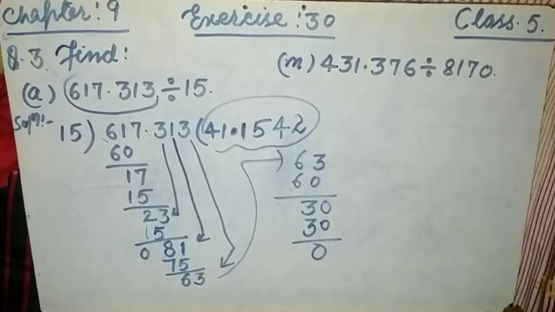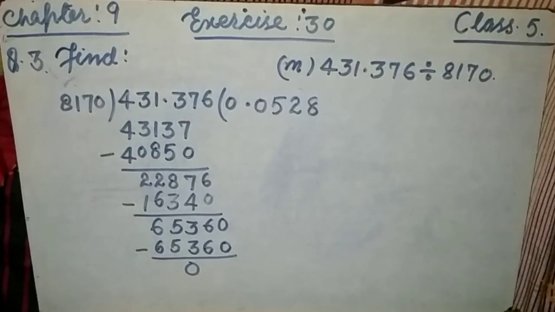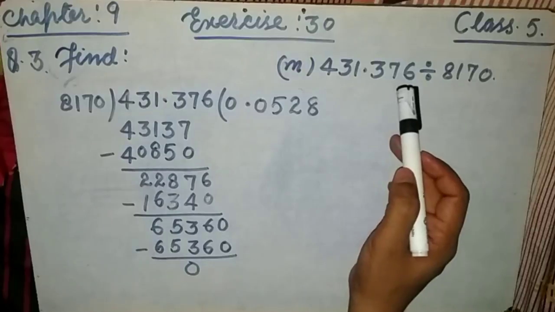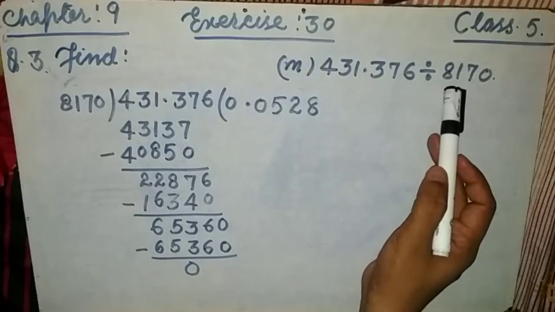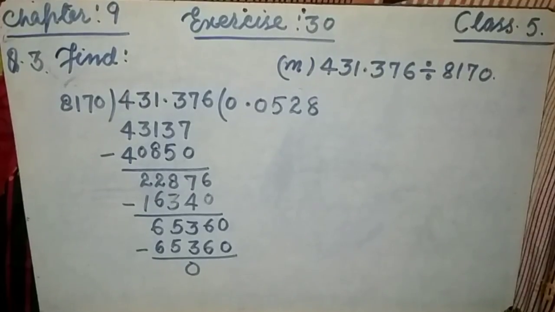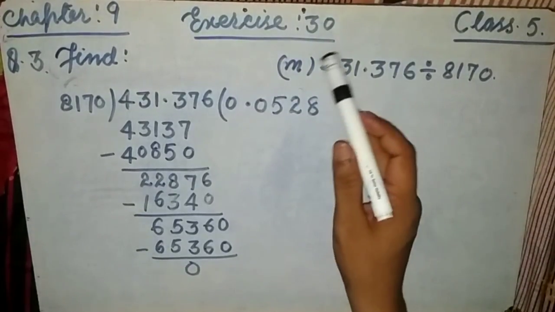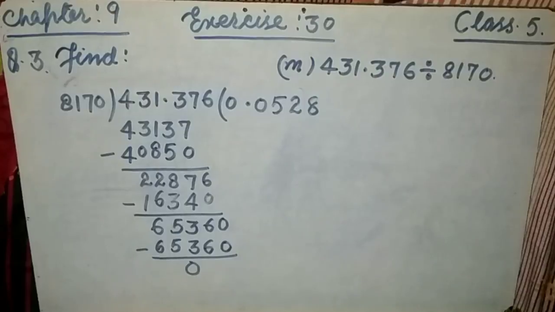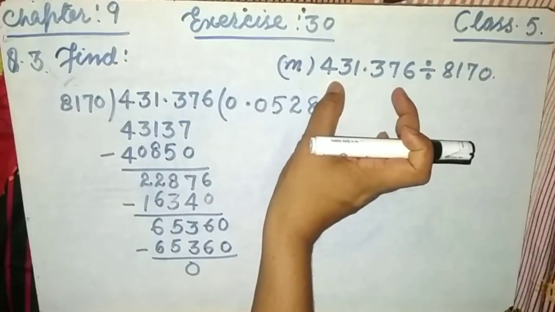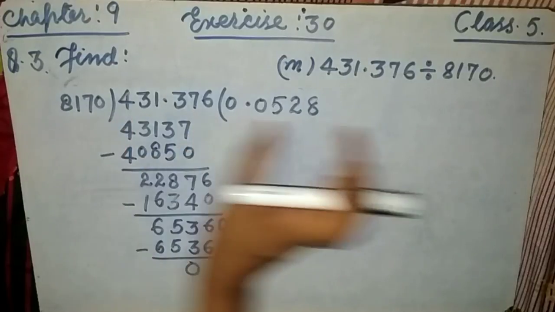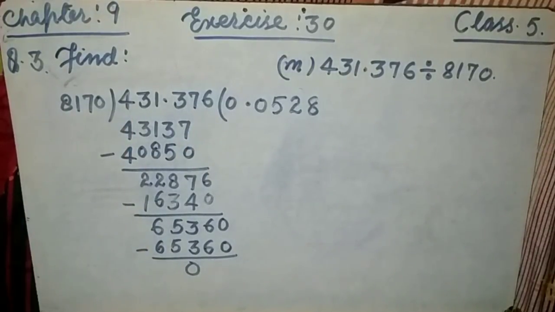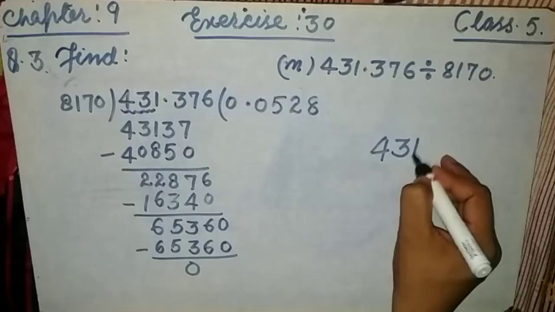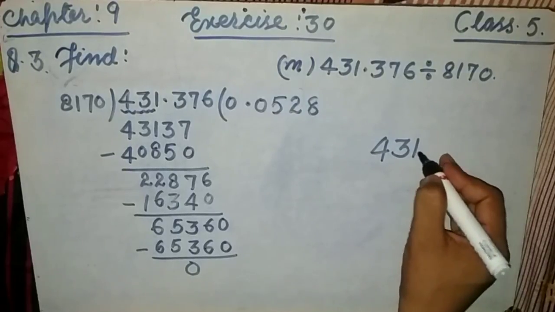Now next, friends, see sub-question M: 431.376 divided by 8170. This means we have to divide this decimal fraction by 8170. Simply, first write down this decimal fraction, then divide by 8170. But have a look, friends, if we combine all these whole numbers, this is 431, and 431 is obviously less than 8170.